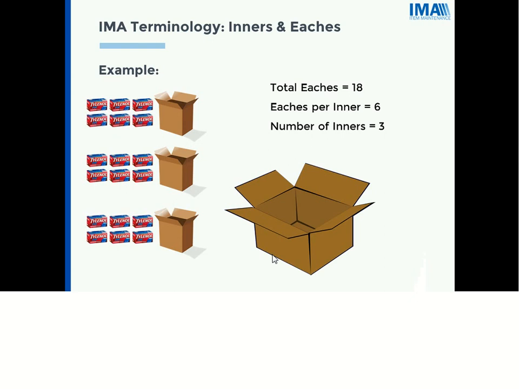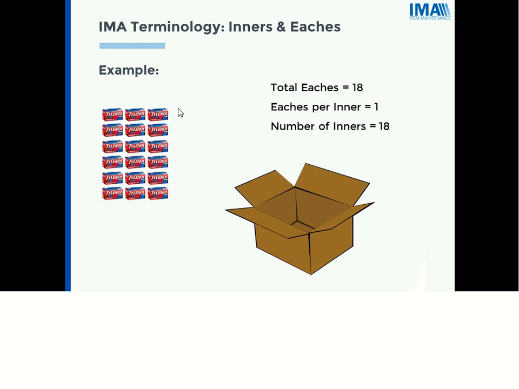Okay. So in this example, you have your carton here, and then you have 3 inners. So there are boxes that are going inside of your carton. And then you have the packages of Tylenol. We have 6 packages of Tylenol going into each inner. So in this example, your total eaches would be 18, because your eaches are what's being sold, so Tylenol. And then the eaches per inner is 6, because there's 6 going into each inner. And then the number of inners is 3. So there's 3 of the internal boxes.